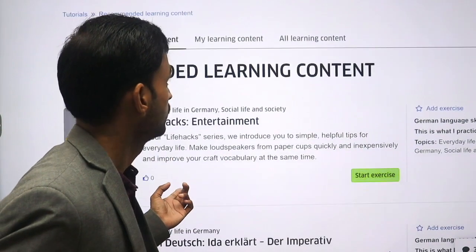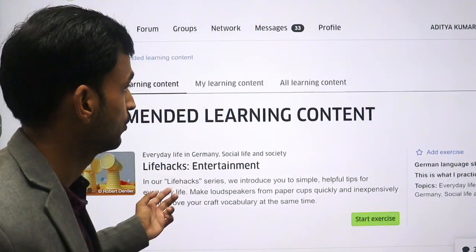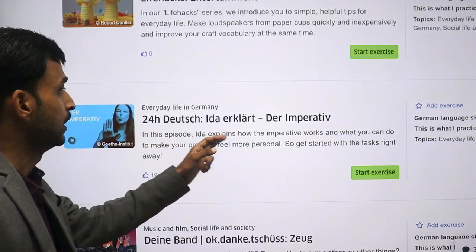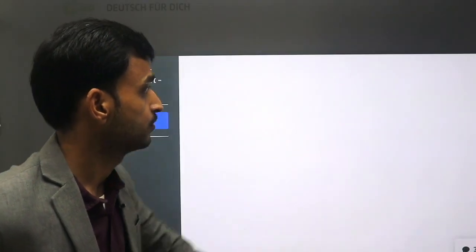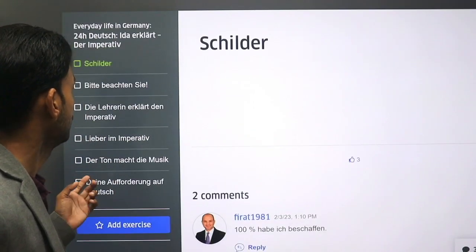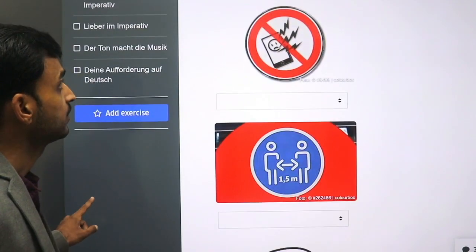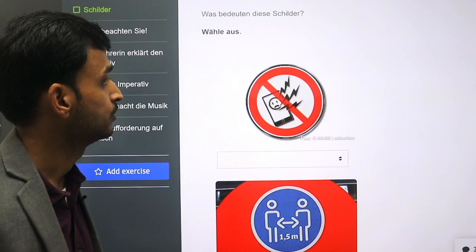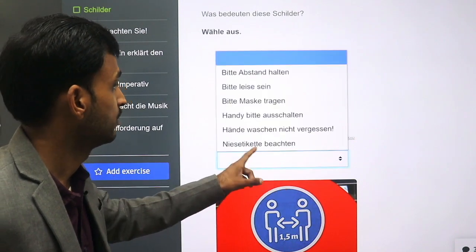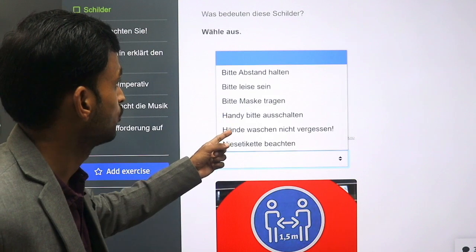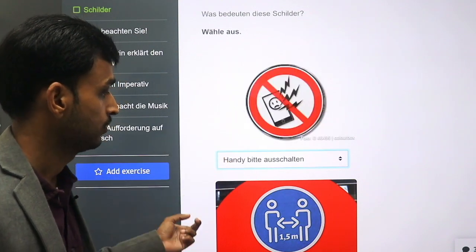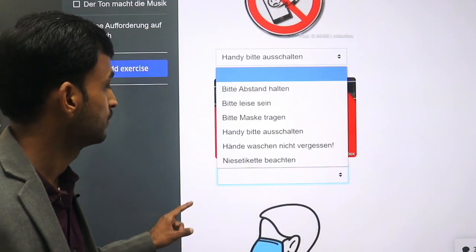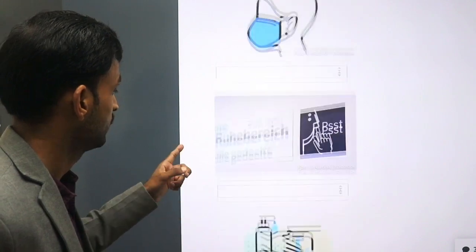So you can see here my learning German content. Here imperative, start exercises, like if you want to improve German grammar, you can start here. You can see different things. Schilder. Look at this photo. What is this? And here, what is this? What do you see in this photo? Mobile is ringing, so it is banned here. "Handy bitte ausschalten", mobile please switch off. And this second picture, you have to see the picture and write the correct option. This type of exercise you will find here. It's very good for practice.